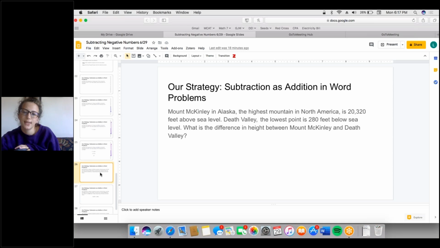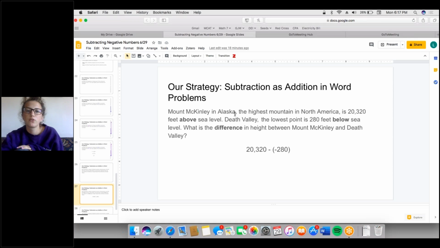When I read that the second time, there were 3 keywords that stuck out to me. The first word was this word above in the second line, and it tells me that that highest point is above sea level. I'm going to think about sea level as my point 0 and above sea level as positive, which tells me that this 20,320 is positive.